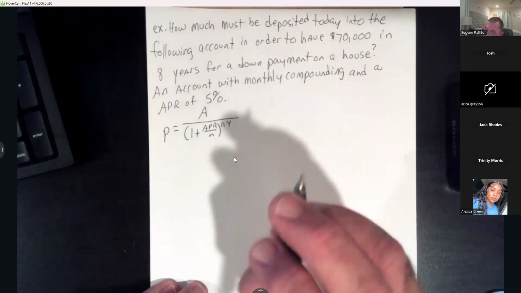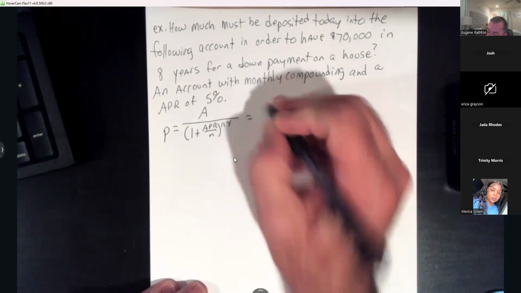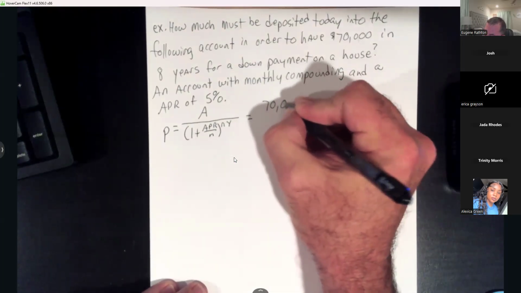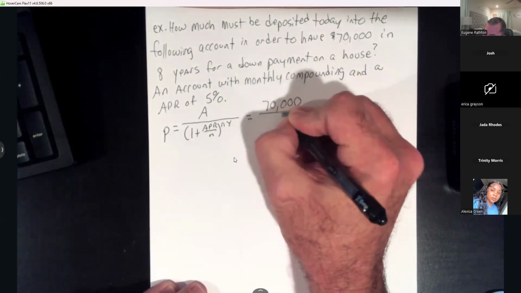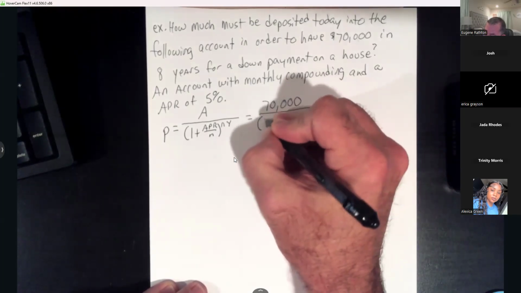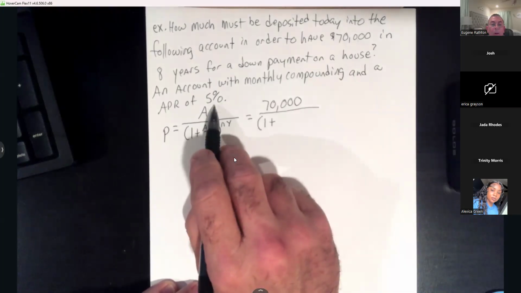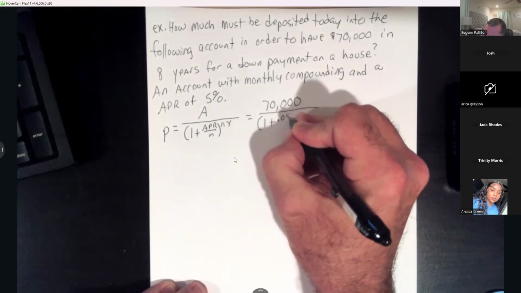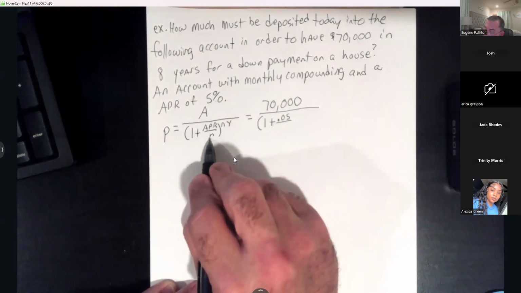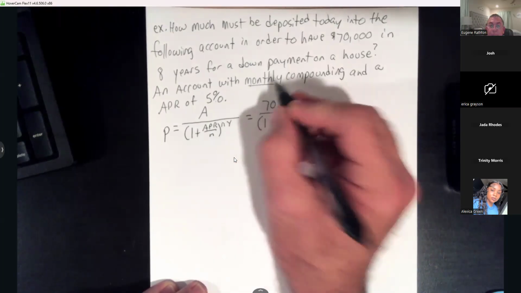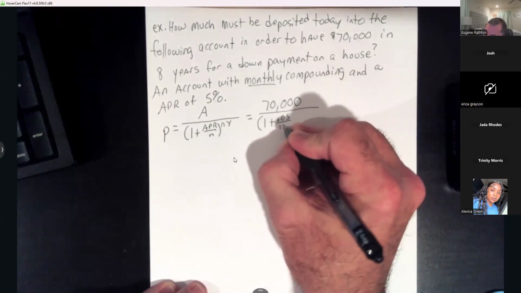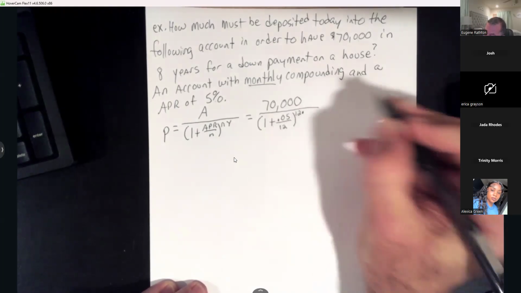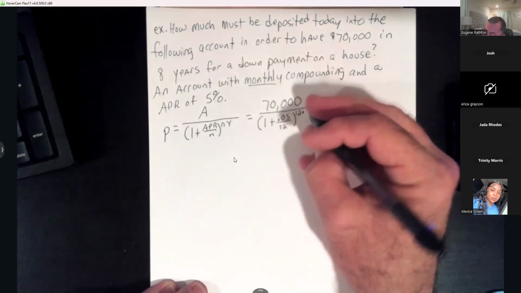Okay? So let's plug everything in. A, 70,000. Dividing that by parentheses. 1 plus, y'all remember 5% was 0.05. And the number of compounds they said was monthly, so that'll be 12. And then y'all, that's raised to the 12 times 8 years.